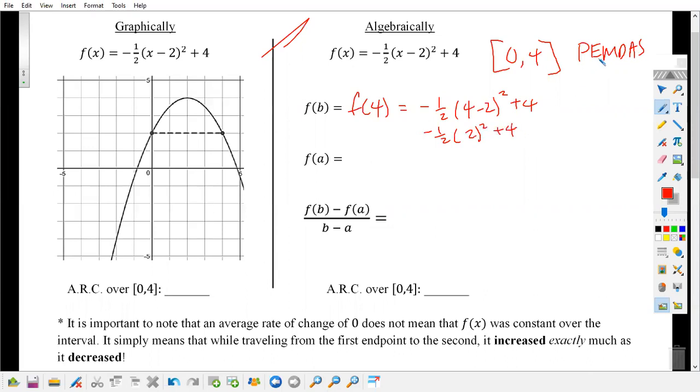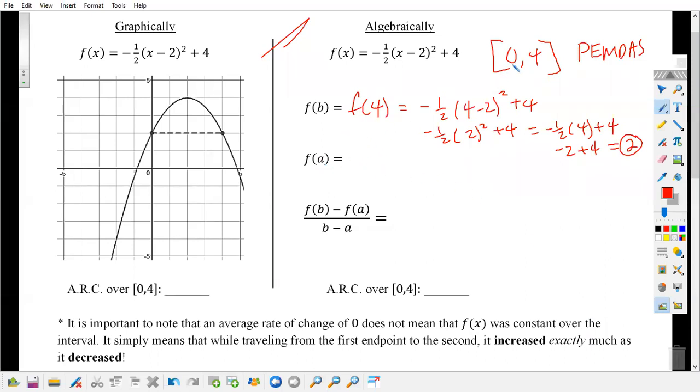After parentheses, I deal with the exponent. So that gives me -1/2 times 4 plus 4. Then I deal with multiplication or division. What is half of 4? -2. It's going to make -2 plus 4. And now I can add, and that gives me 2. Do we see how we use PEMDAS? Okay. Then we're going to do it again.